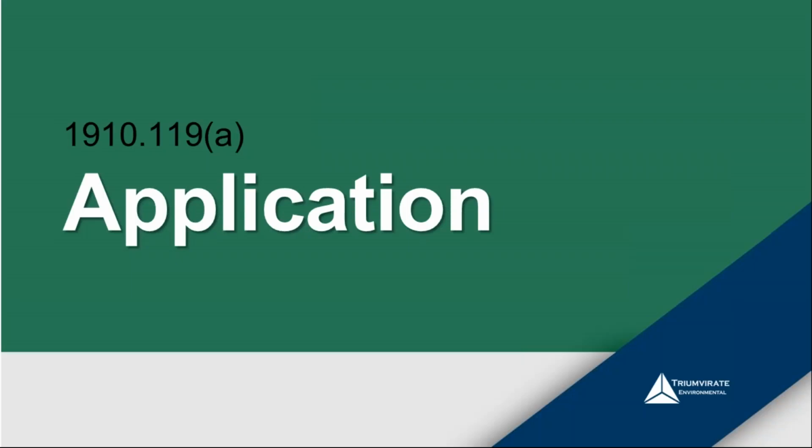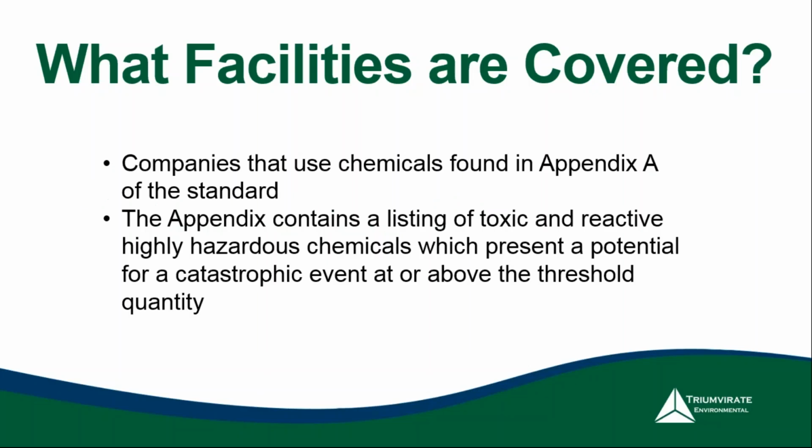So with that, let's talk about the application of the rule. The way this rule is written is very simple, as you can see here. It tells you that any companies that use chemicals found in Appendix A of the regulations are part of this standard. Okay, and in Appendix A, a lot of people will say to me, oh, Rick, that's a 10,000 pound rule, right? And I go, well, it really depends. It depends on the chemical.